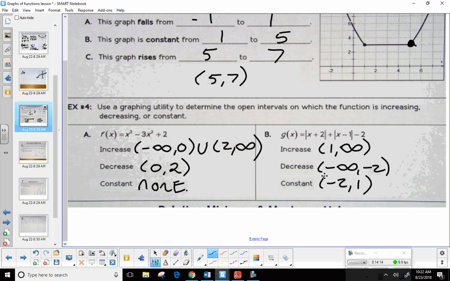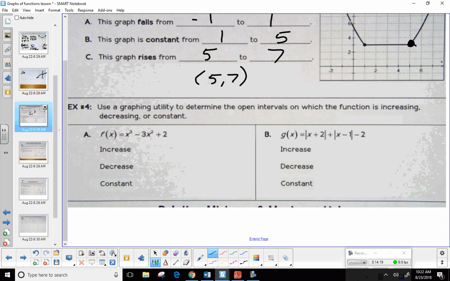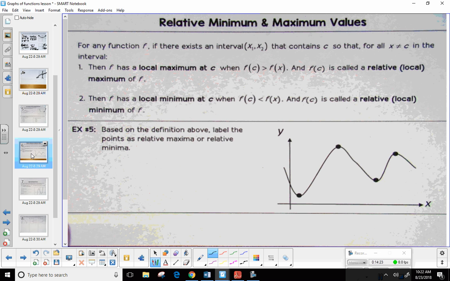No? Okay. Well, let's go ahead and take a look at relative maxes and mins. Okay. So we have some more definitions here that, again, are probably about as clear as mud, but I'll see if I can help you sort through it. It says, for any function f, if there exists an interval.